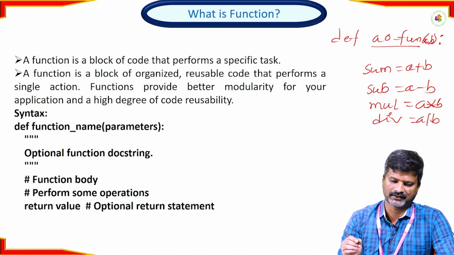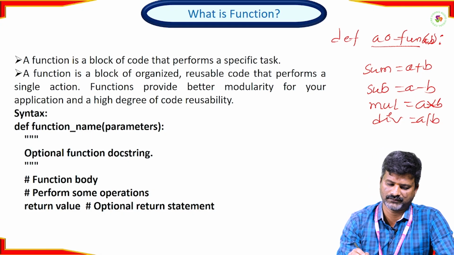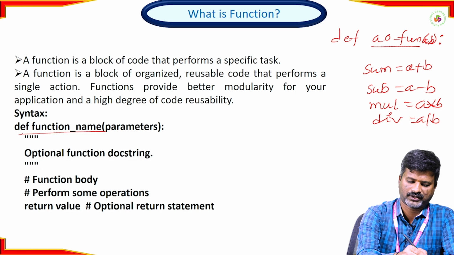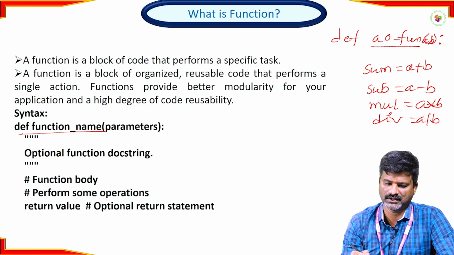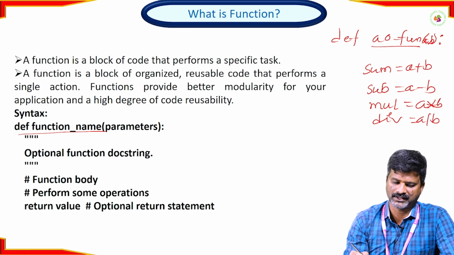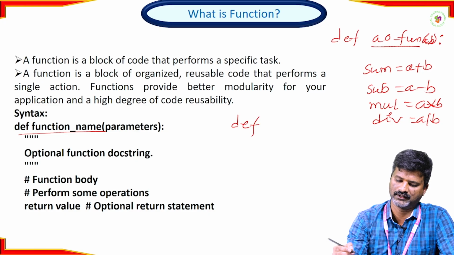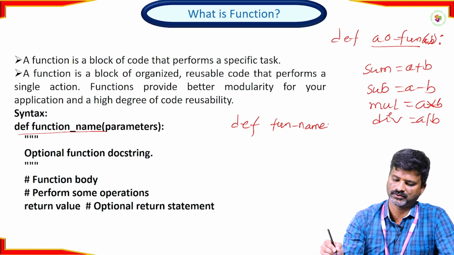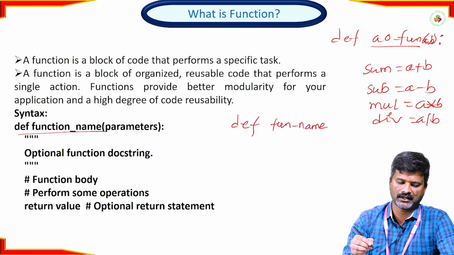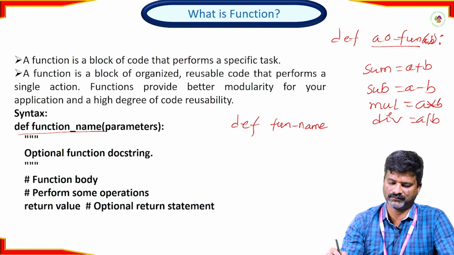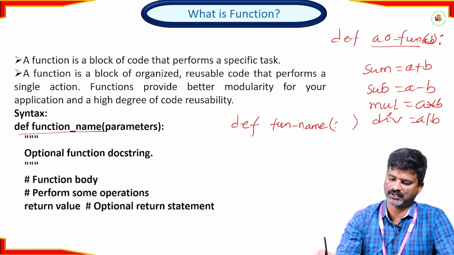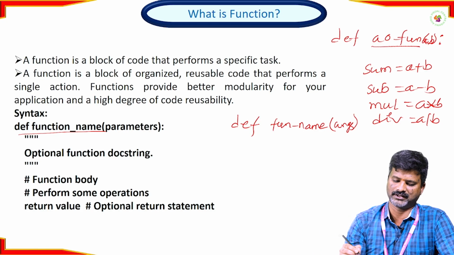Coming to the syntax, how we define functions in Python is very important. If you observe this major statement, def is a keyword we use while defining the function, followed by a space and your function name. This function name should be a valid identifier name. Any valid identifier name can be a function name, followed by parentheses within which you can pass arguments or parameters.